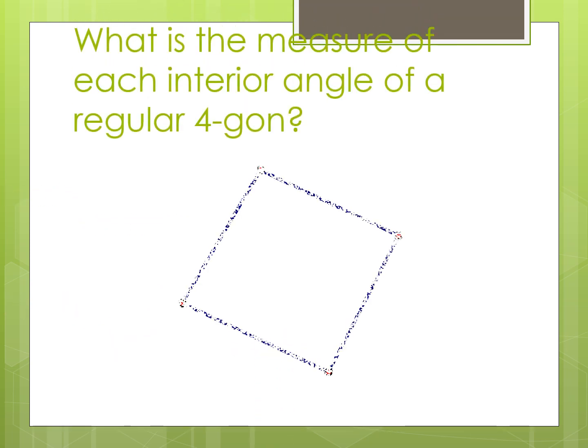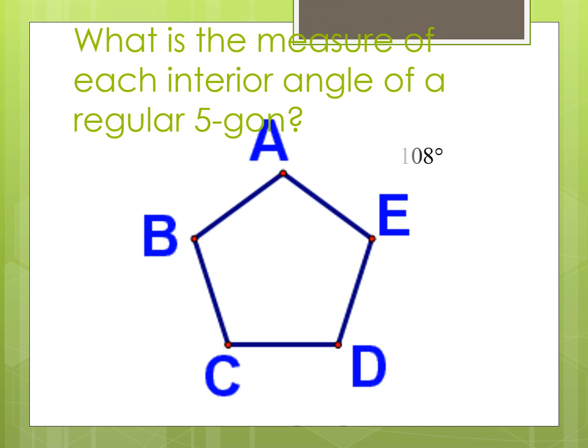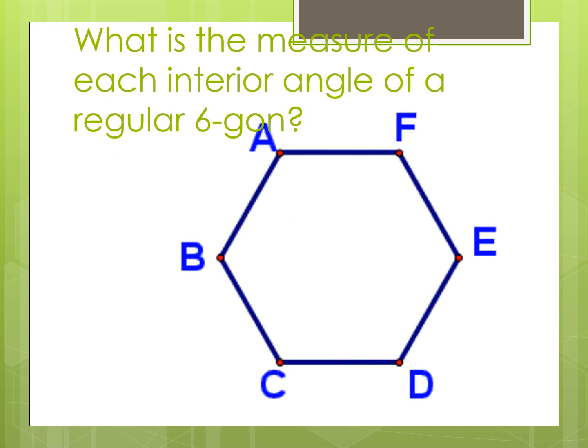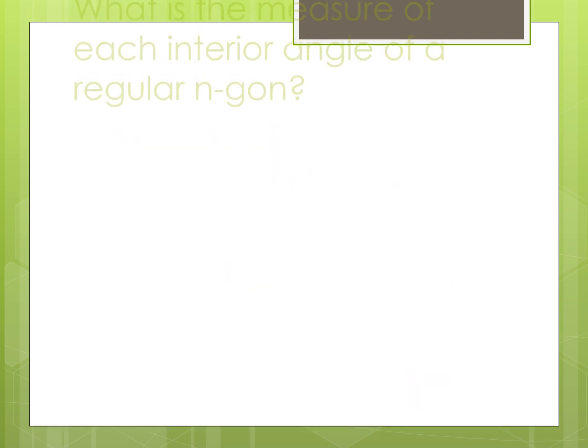Okay, next is what is the measure of the interior angle of a regular four-sided polygon, and that is 90 degrees. We are going to divide it by 4. Five-sided, we have 540 divided by 5, and that is 108 degrees. Okay, six-sided polygon, we have 720 divided by 6, and that is 120. The measure of the interior angles of a regular six-sided polygon, a hexagon, is 120 degrees.